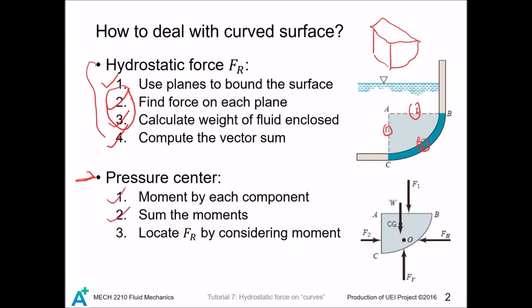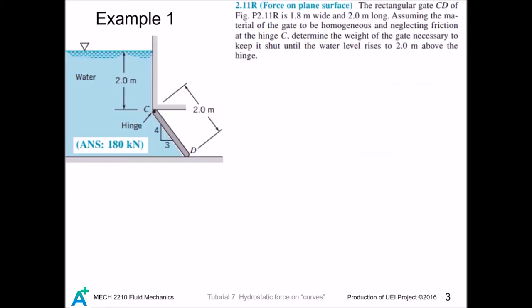Finally, we have to locate the force FR. If we have FR going like this, then we have to find this length such that it produces the same moment about the same point B. Actually, this procedure works for inclined surface too. If you are not convinced, let's apply the procedure on this review problem.